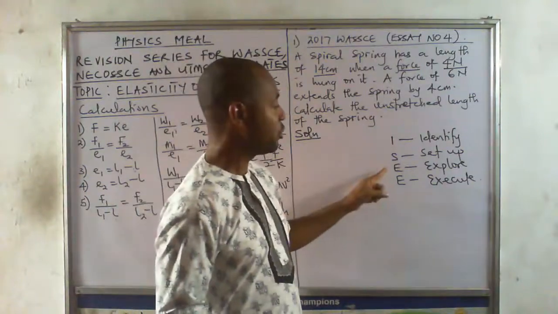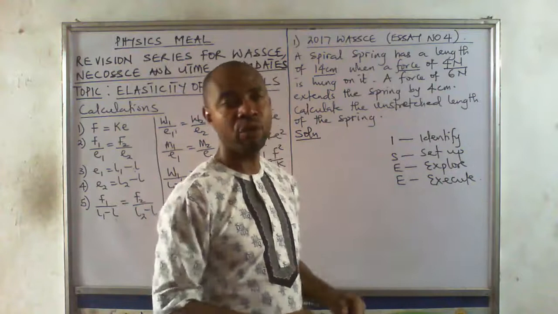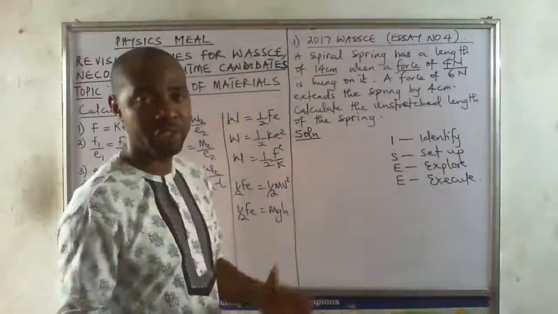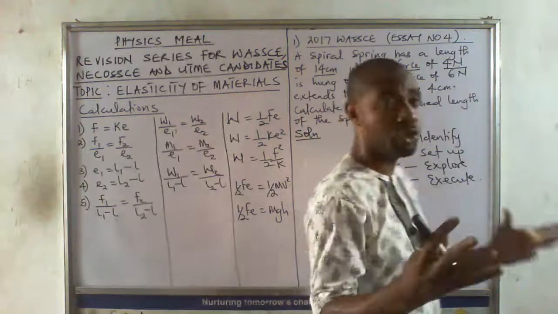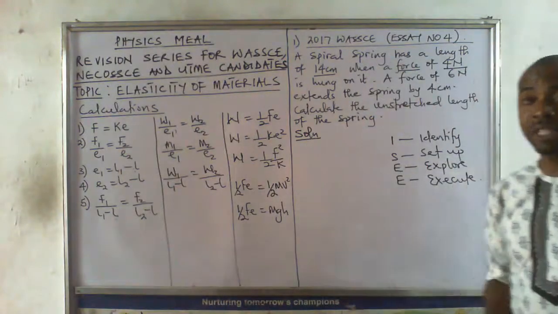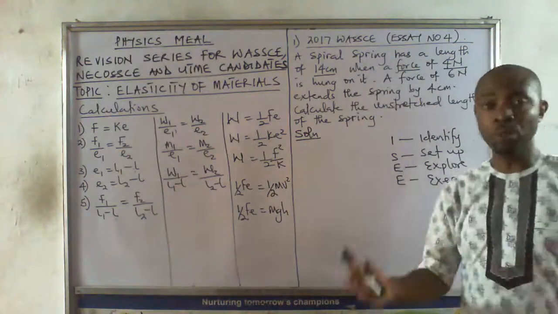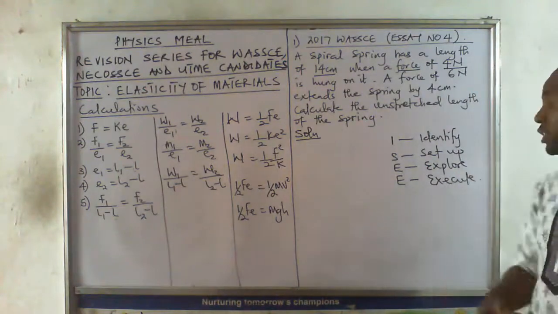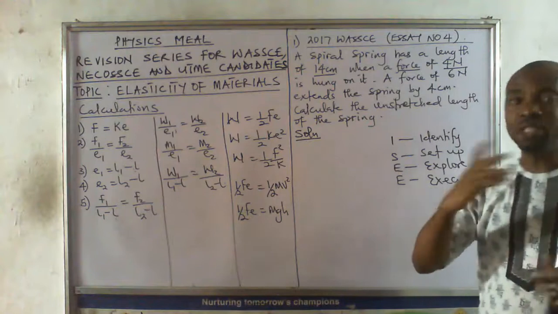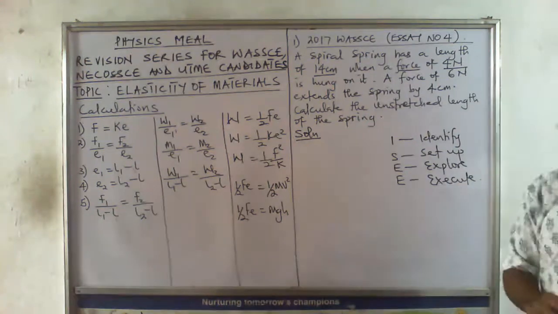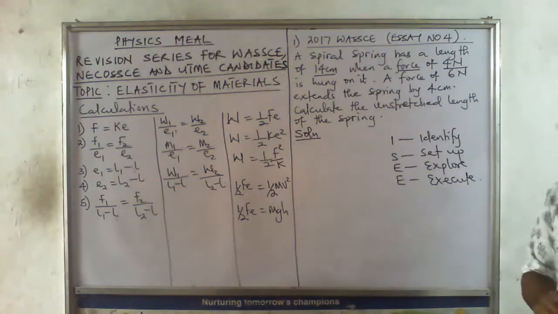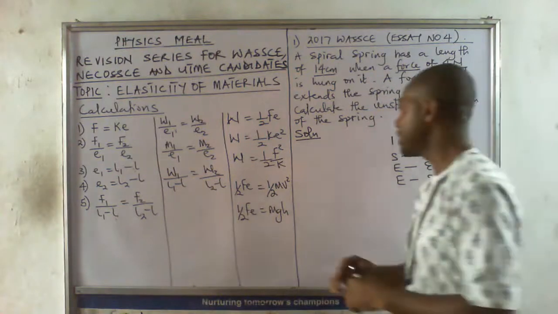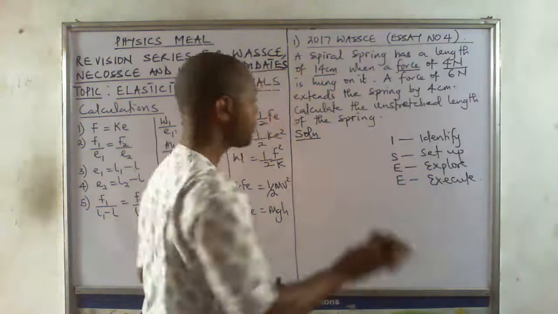You have identified the unknown, then you explore, you start searching for the appropriate expression or expressions that you can use. Because in some cases, we may not use a single expression to carry out a calculation. We may combine 2 or more expressions. So you start searching which expression will be suitable. Once you find that suitable expression, then you execute. You just substitute and solve your problem. So that's the I SEE principle, and we're going to apply it here now.